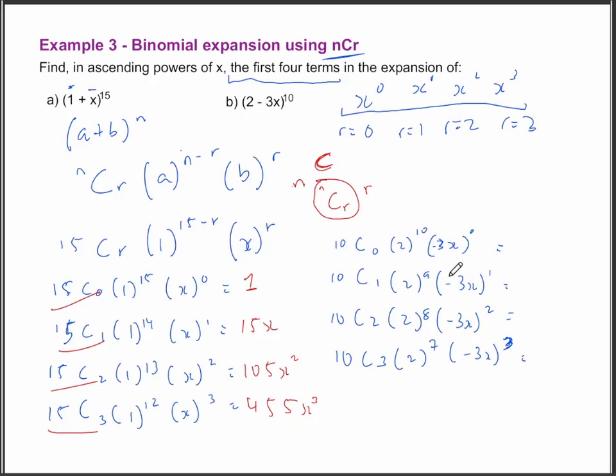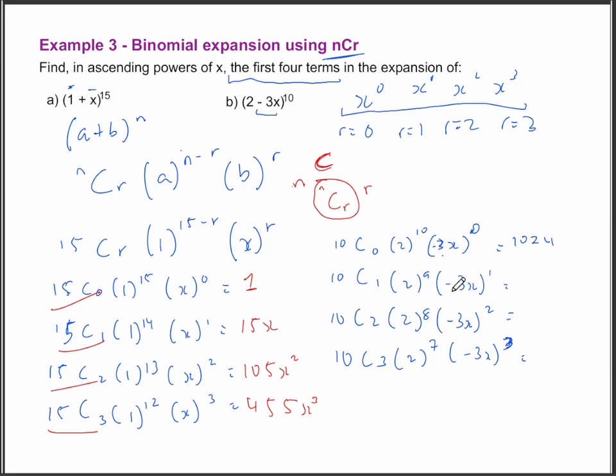Remember, we need to write the entire term. So here you're going to write the entire negative 3x in place of b, and we can just solve this. So 10C0 is 1, 2 power 10 is 1024, and (negative 3x) power 0 is just 1. So this is just going to be 1024. Then you go and look at the next one. 10C1 is just 10, 2 power 9 is just 512, and (negative 3x) power 1 is just negative 3x.